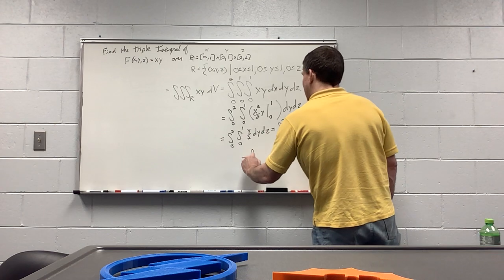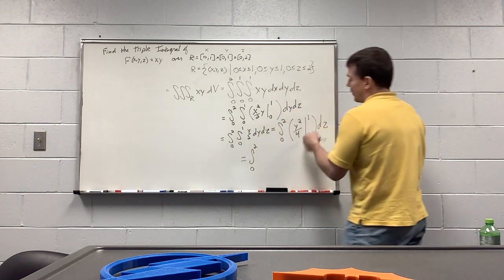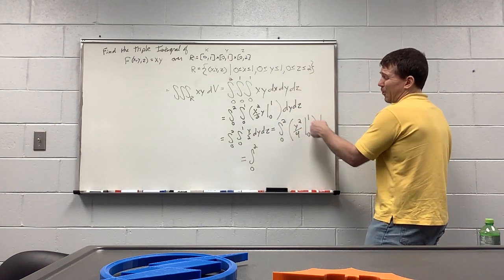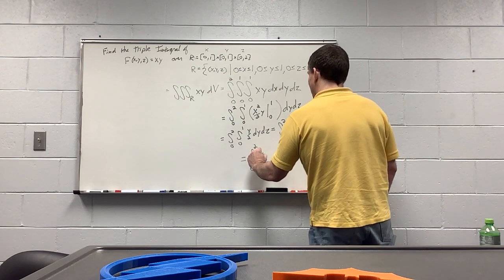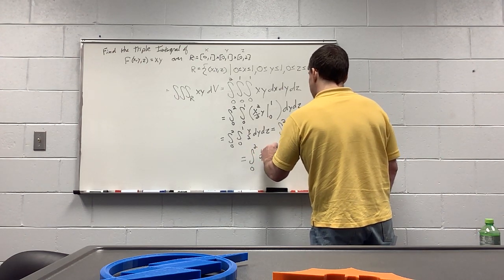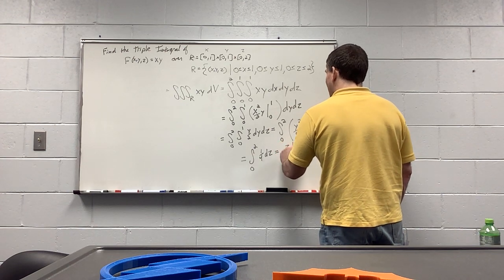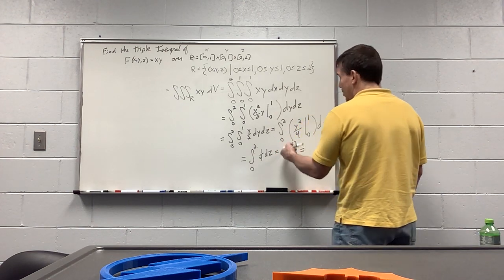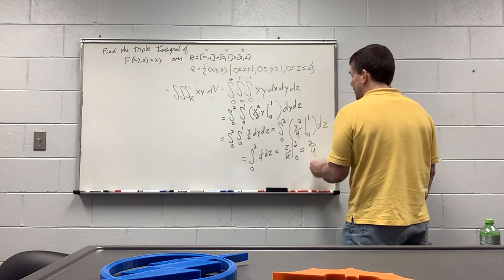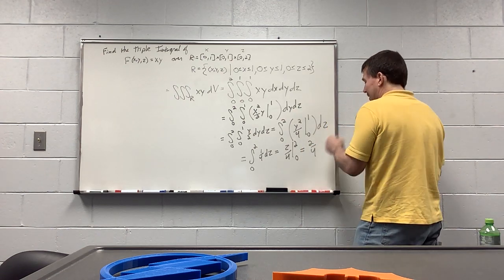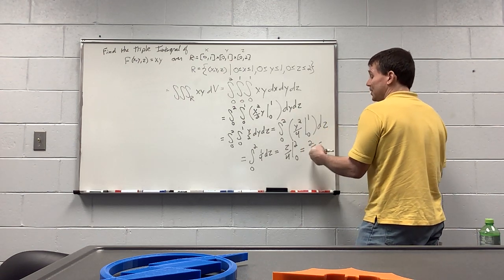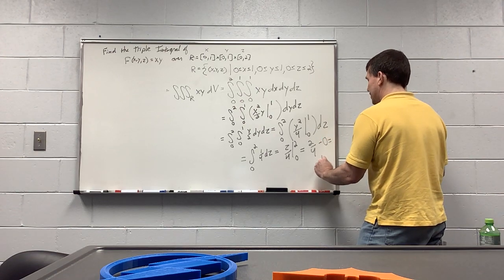Again, I get the integral from 0 to 2. If I plug in 1, 1 squared is 1 over 4. Plug in 0, you get 0. So that's 1/4 dz. Integrate that with respect to z. You get z over 4, evaluated from 2 to 0, which is 2/4 minus 0, which is just a half.